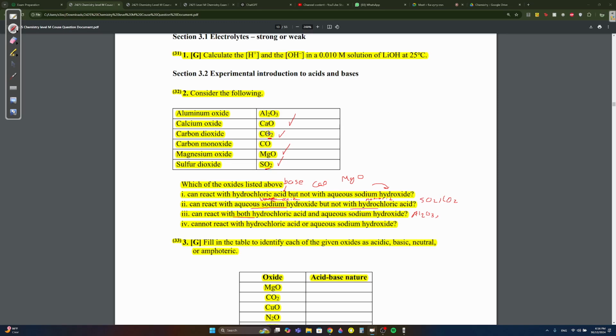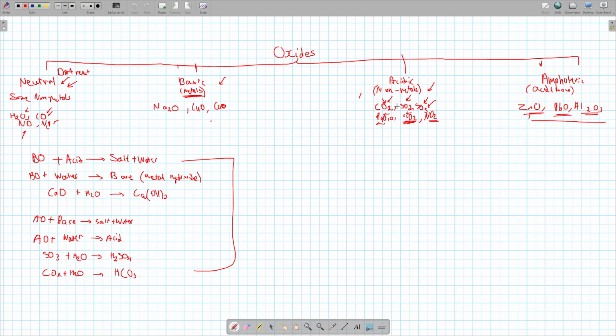And yeah, that's pretty much it. And obviously cannot react the neutral one, so it's going to be CO. So the acidic ones, I memorized it. It's every O2 plus B4O10. And the amphoteric, ZnO, PbO, Al2O3. Okay. Don't react these. Yalla.